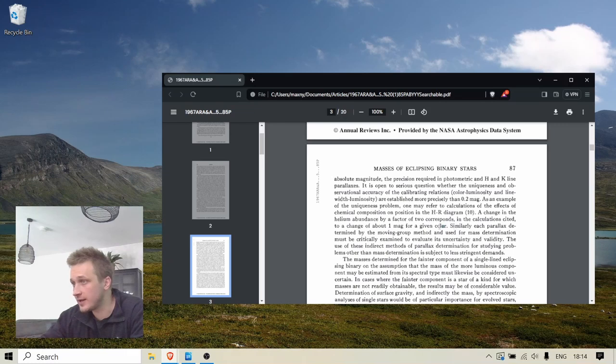Similarly, each parallax determined by the moving group method and used for mass determination must be critically examined to evaluate its uncertainty and validity. The use of these indirect methods of parallax determination for studying problems other than mass determination is subject to less stringent demands.